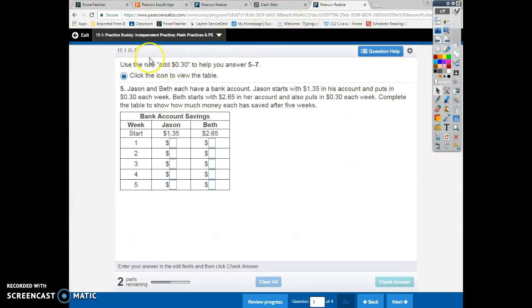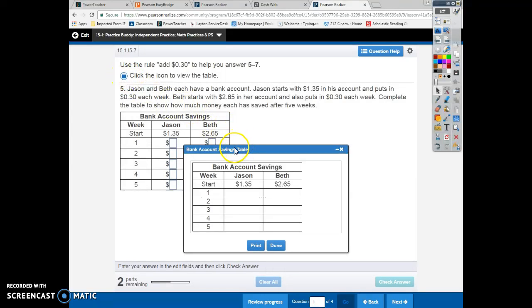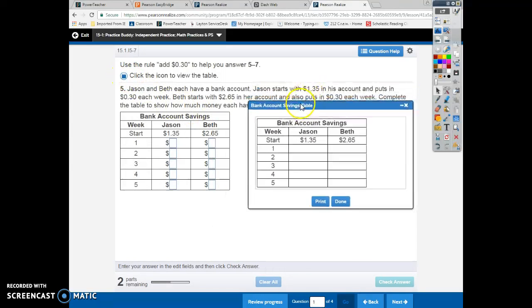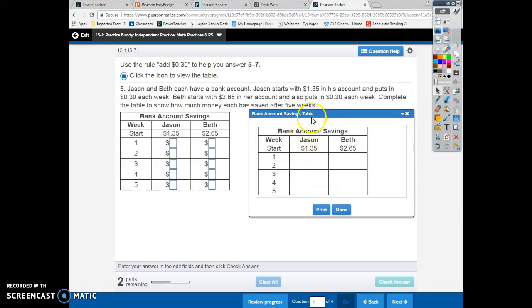I think this is 15-1 Practice Buddy. It says use the rule add 30 cents to help you answer questions 5 through 7. So click on the icon to view the table. There's the table. My recommendation would be for you to copy this table down in your notebook. Just copy it down because you're going to need to complete the table.